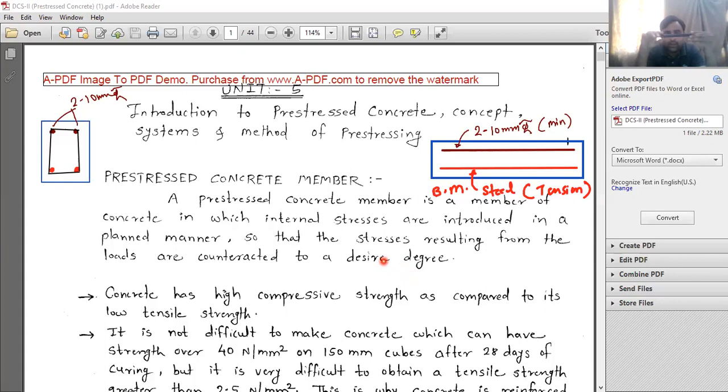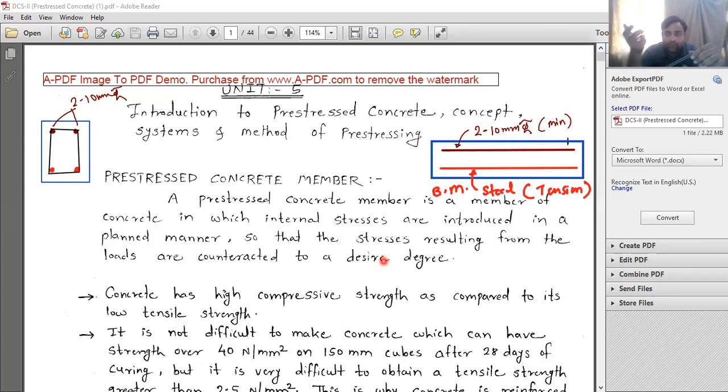Due to this loading, there will be the generation of bending moment. Also there will be the generation of direct stress as well as bending stress. While teaching DCS2, I told you what the direct stress is and what the bending stress is, while we learned the design of columns. Similarly here also, due to this loading, direct stress as well as bending stress is introduced, and to counteract these stresses, we do this thing.